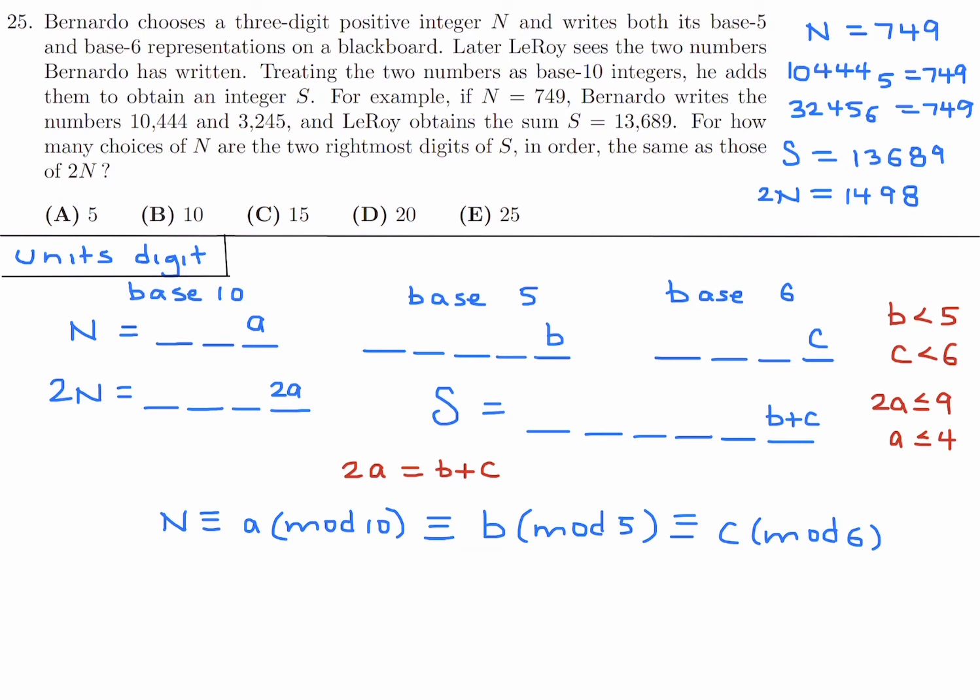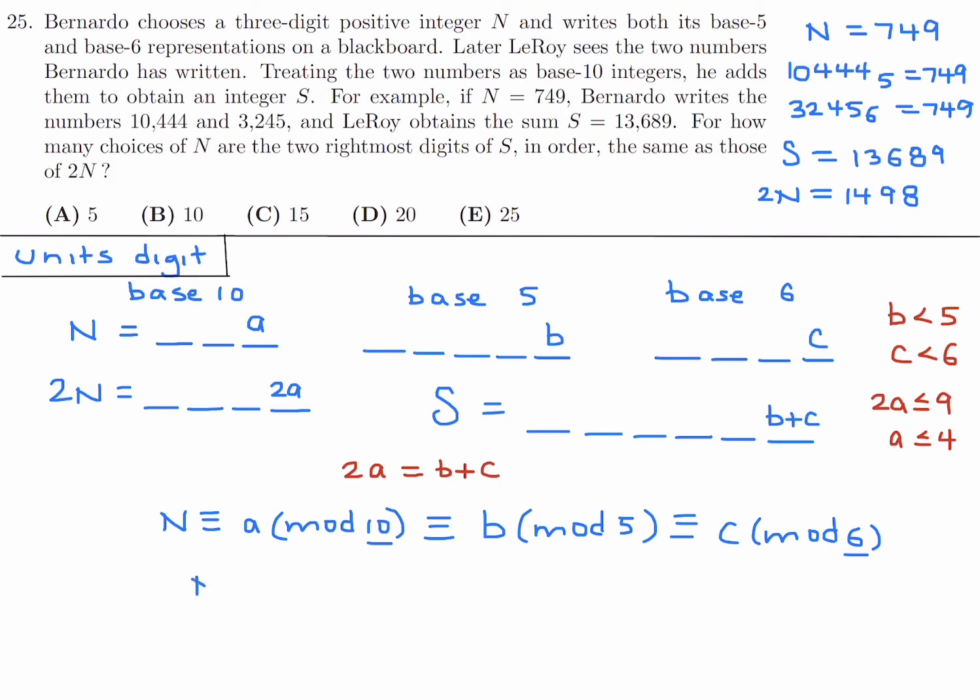So what I've written here is just basically saying that if you were to divide the number by 10, you would give a remainder of a for n. And if n is divided by 5, it gives a remainder of b. And if n is divided by 6, it gives a remainder of c.